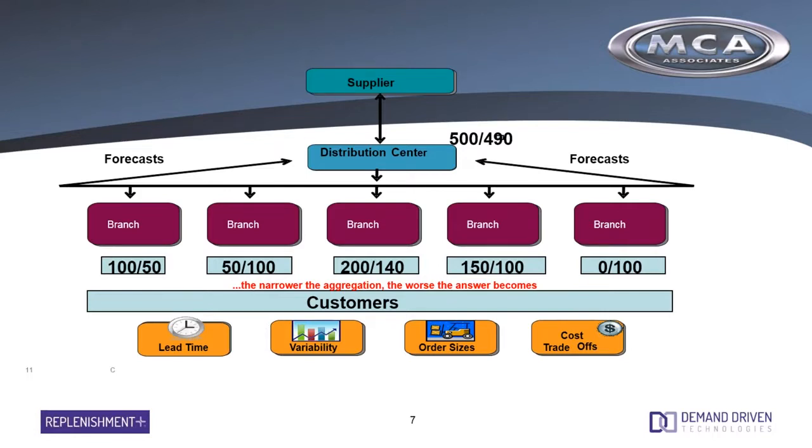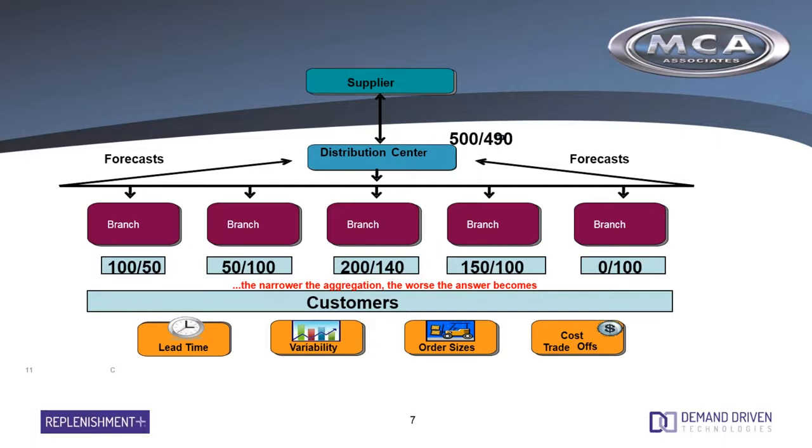Now, if we refer to this slide, the forecast number, which is the number to the left of the slash, and the actual demand, which is the number to the right of the slash, shows that there's significant variance at each spoke. Although, if you look at the distribution center level, where the forecast is aggregated, the variance is a lot more acceptable. Surely a much messier situation at the branch or spoke level.